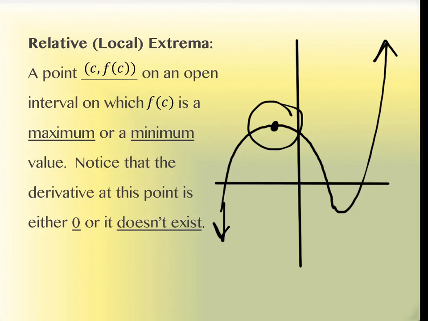Okay? So this one would be a location where the derivative is 0, right? If we drew the tangent line, it would look something like this, and it would have a slope of 0. So this is one picture that we could have drawn where we would have a derivative that is 0.